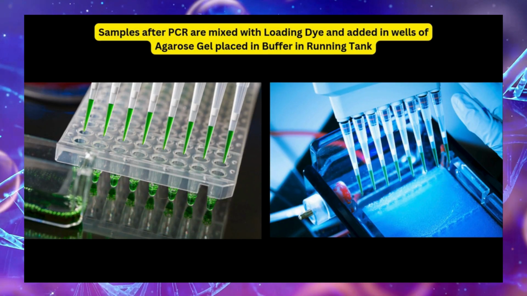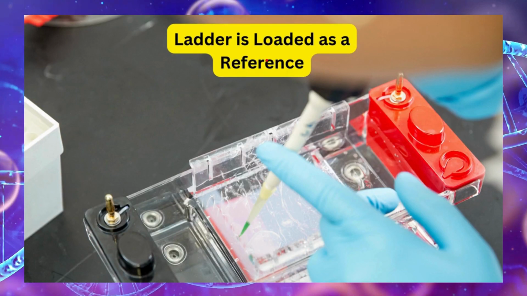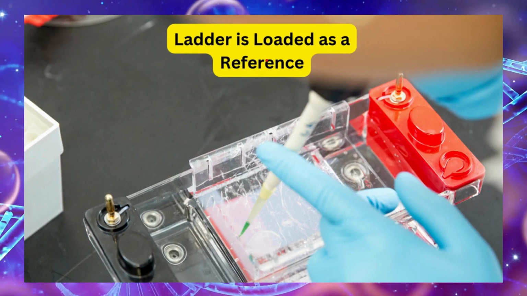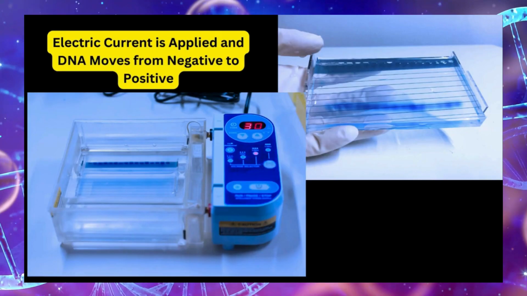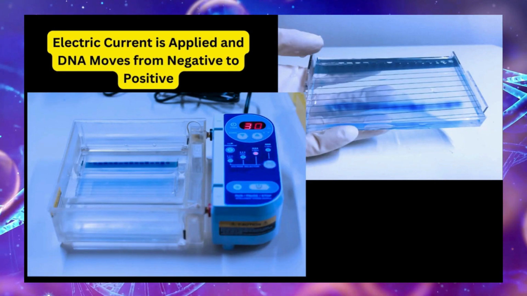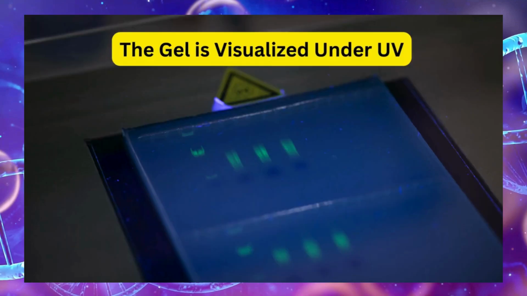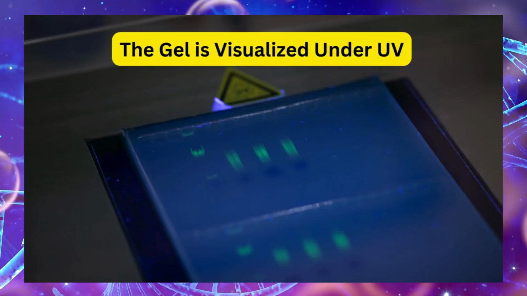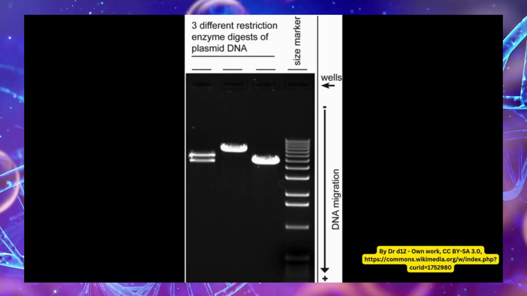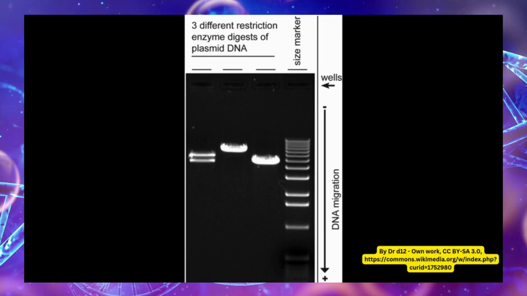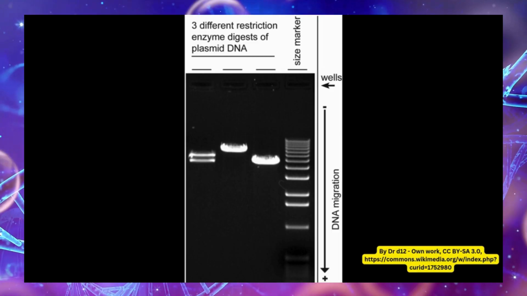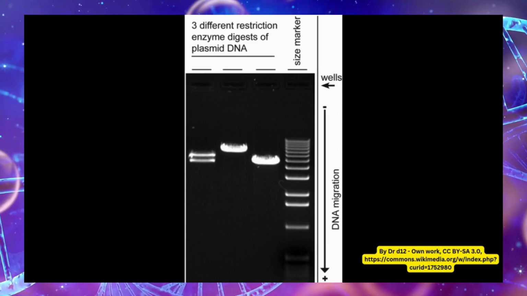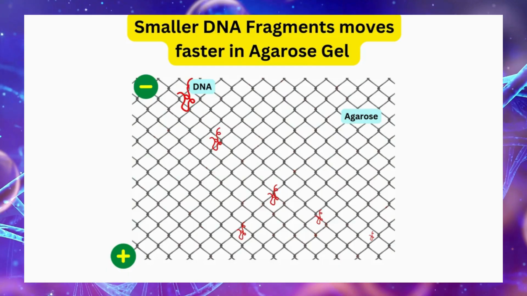DNA samples mixed with the loading dye are pipetted into the wells of the gel. A DNA ladder or marker containing the fragments of known sizes is also loaded for reference. An electric current is applied across the gel. The gel is visualized under UV light or imaging systems. This reveals bands representing the different DNA fragments, which can be compared to the DNA ladder to determine the size of the fragment.